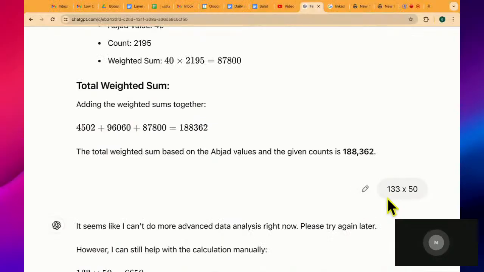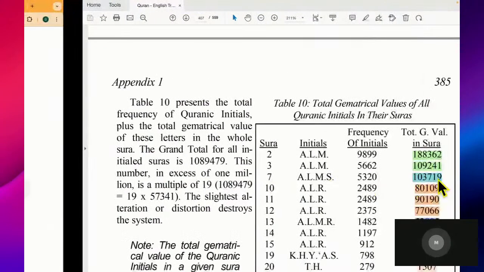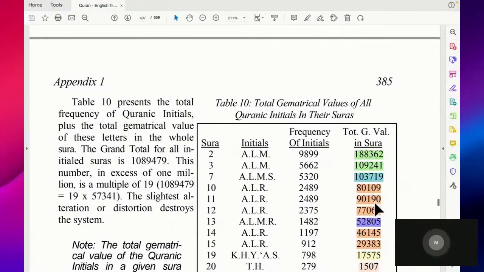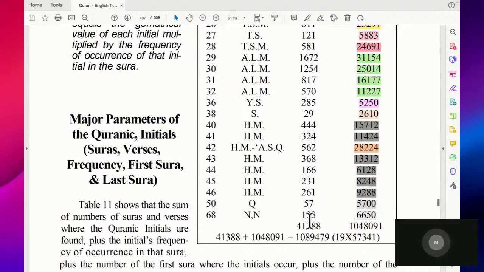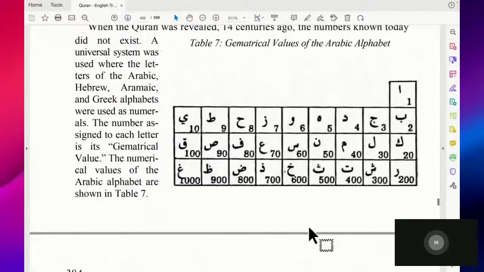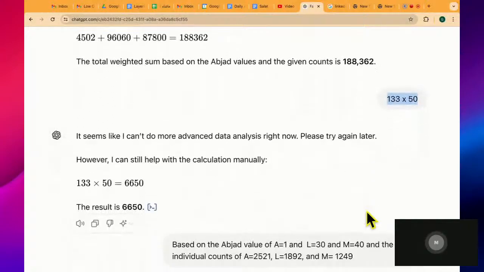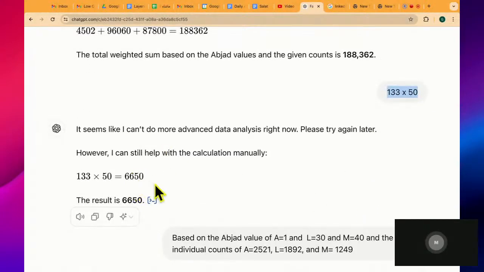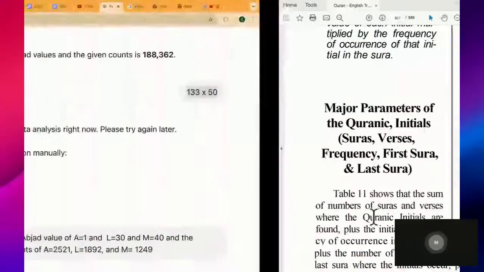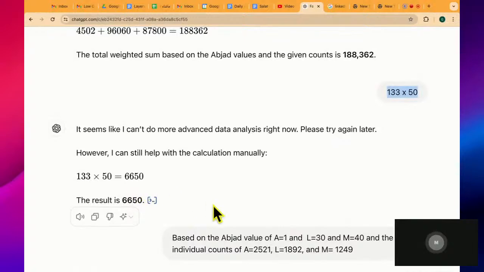I just moved to the last initial surah, Surah 68, right? If you look at it here, you will see that there are 133 counts of N, right? And then if you go here, you see that Noon is 50, right? And then 133 multiplied by 50, it becomes 6,650. So that's it.